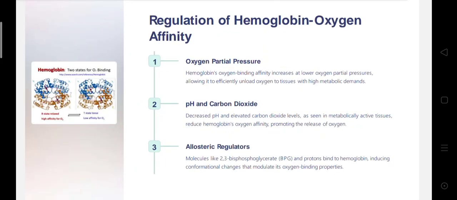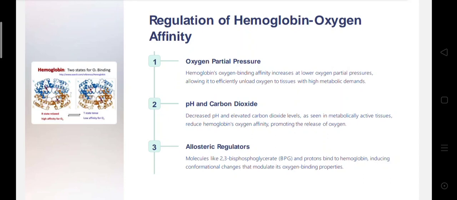Now let's see the regulation part. So regulation of hemoglobin oxygen affinity. First is oxygen partial pressure. So hemoglobin's oxygen binding affinity increases at lower oxygen partial pressures, which allow it to efficiently unload oxygen to tissues with high metabolic demands.